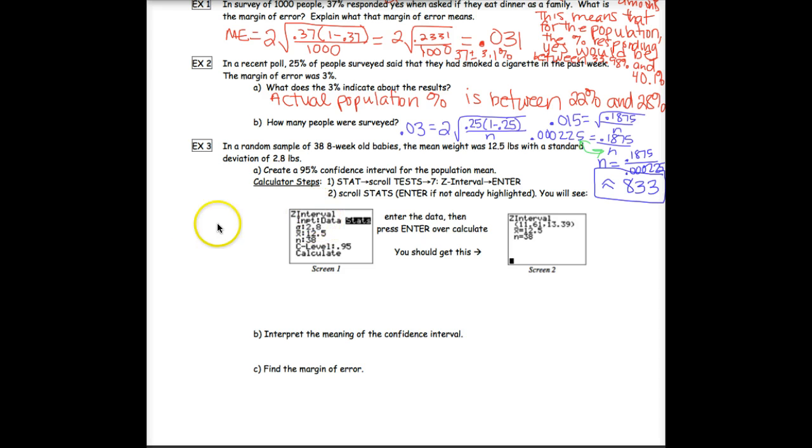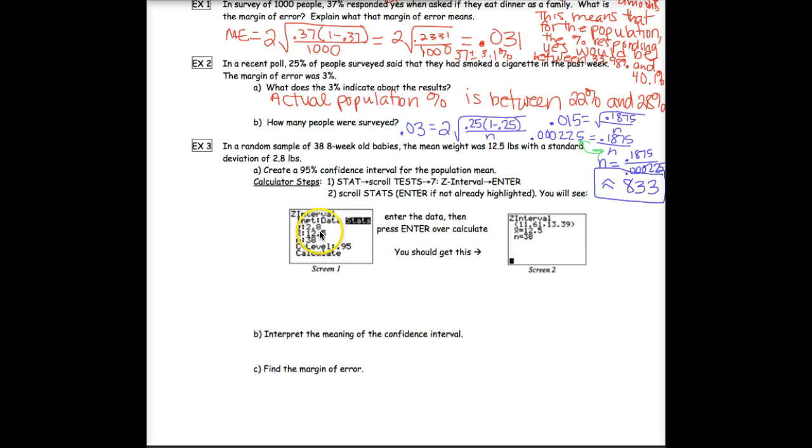So what you are going to do is press your stat button, and scroll to the right to the tests menu. When you get to the tests menu, you are going to choose choice 7. Now again, there are a lot of different types of confidence intervals. We are using here what's called the Z interval, but there are other ones. If you take a stats course, you'll learn more about that. So we're going to choose choice 7, which is Z interval. So press enter.